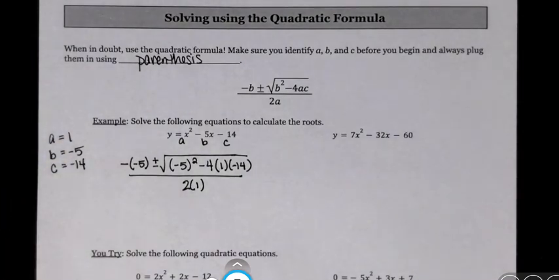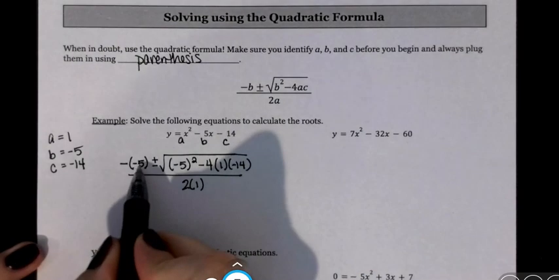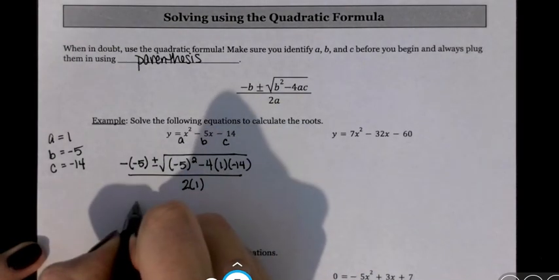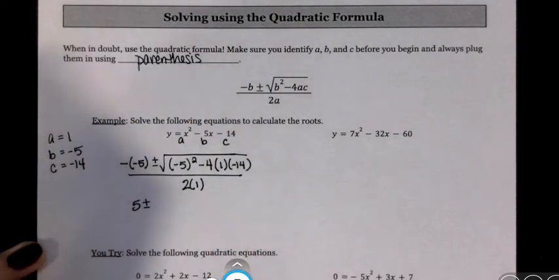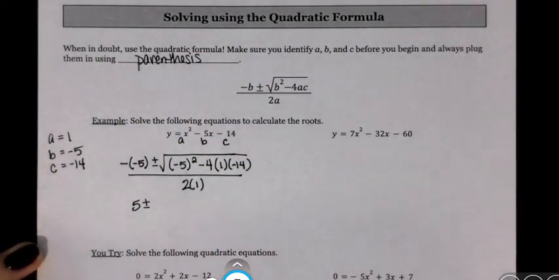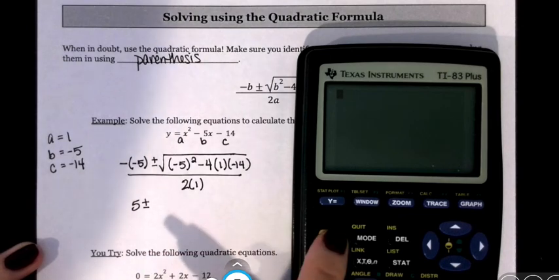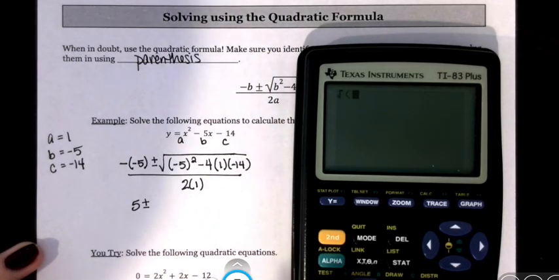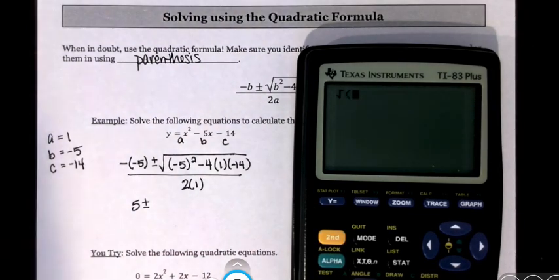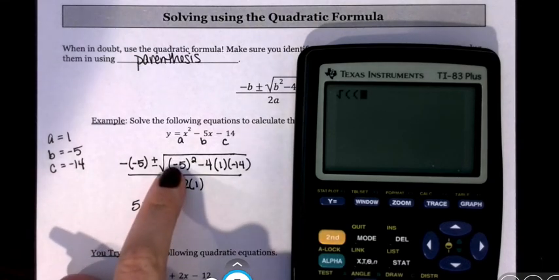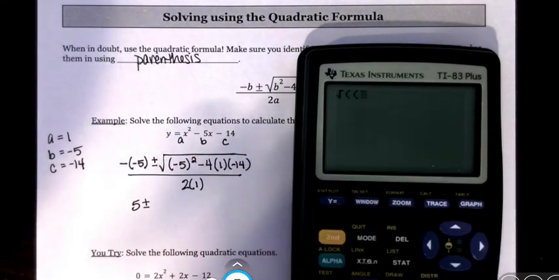I'm going to simplify this in 3 steps. So I first simplify the part in front of the plus or minus, which is going to be positive 5. Then I'm going to simplify the part after the plus or minus. So I'm going to show you what my calculator looks like. I'm going to type in my square root symbol, so I'm going to hit second and then x squared. So my square root comes up. Then I have to do another parenthesis for my negative 5 because this parenthesis is just for the square root.